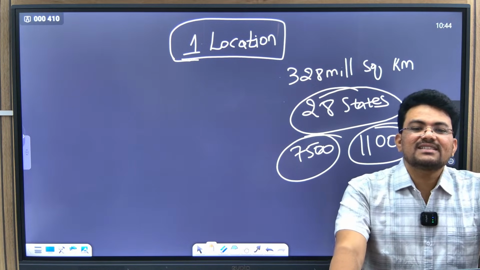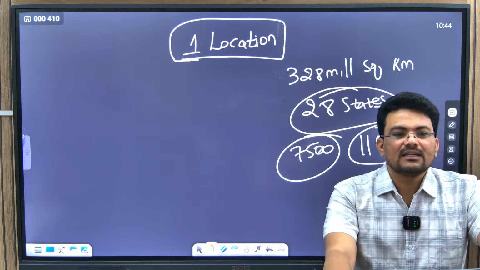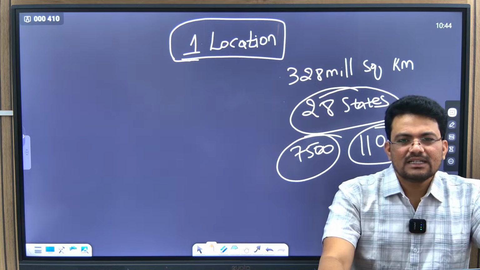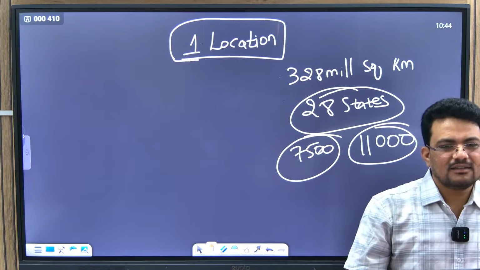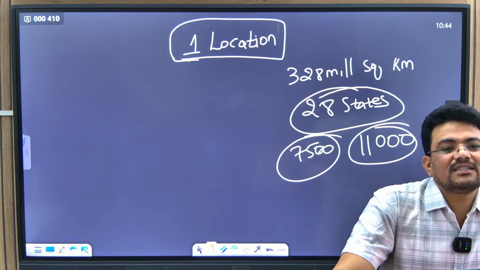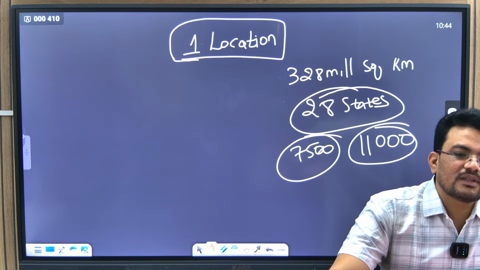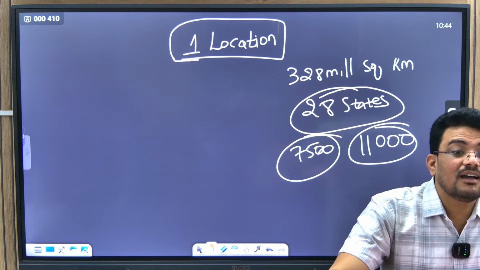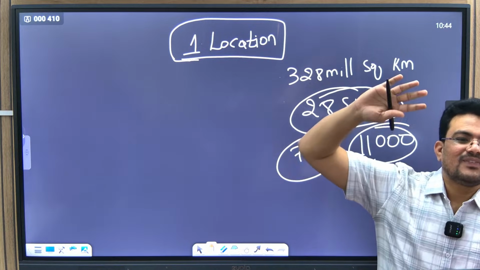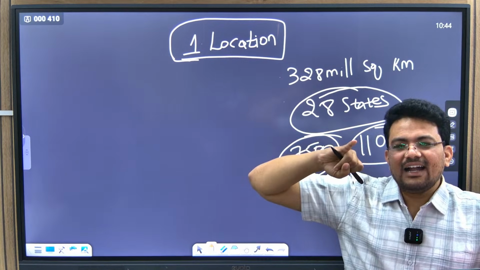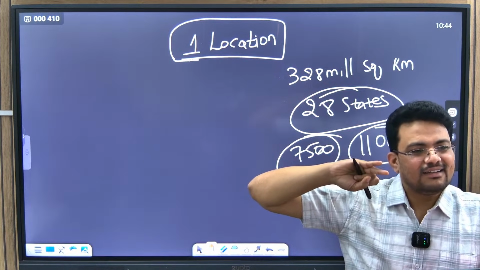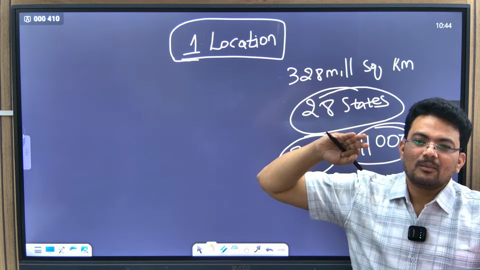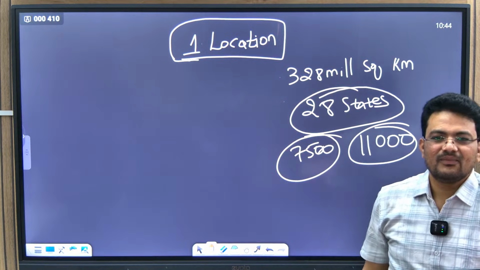How many coastal states are there? Someone count. 9 are there. How many UTs with a coastline? 4: Andaman Nicobar, Lakshadweep, Daman and Diu, Puducherry.